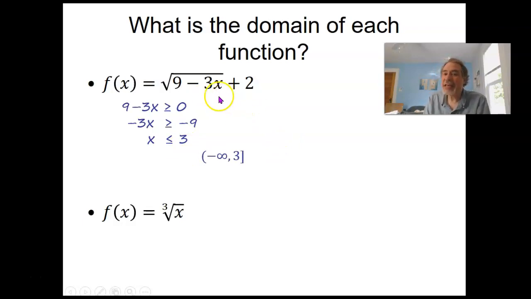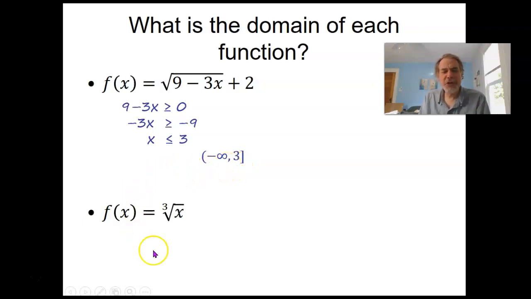So the domain, the set of numbers that we are allowed to plug in for x, would be everything that's less than or equal to 3. It's okay to plug in 3. It's okay to plug in 2 or 0 or negative 10. We just cannot plug in anything greater than 3. Can't plug in 4 or 5 or 12. So the domain here is everything from negative infinity up to and including 3.